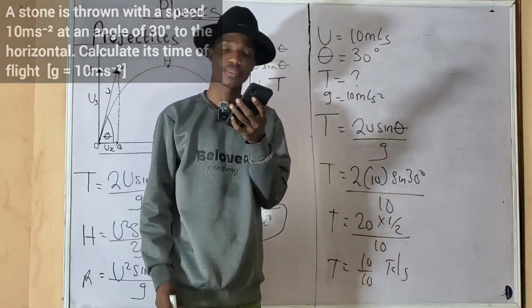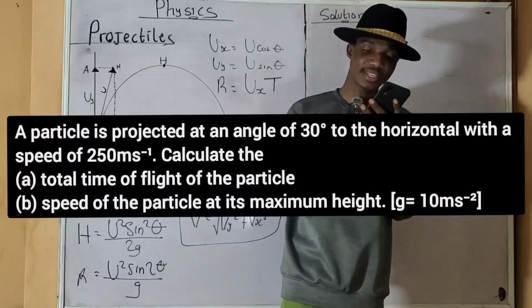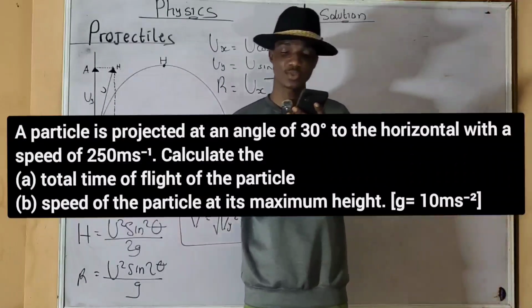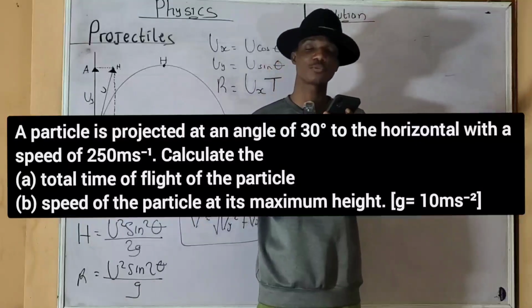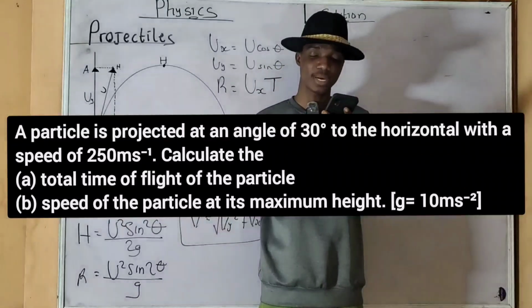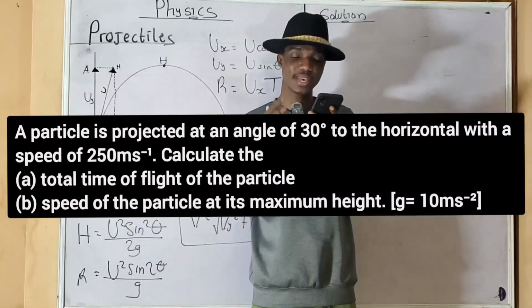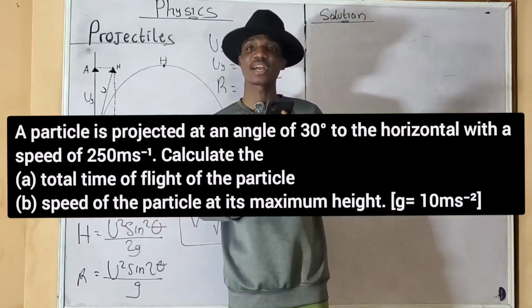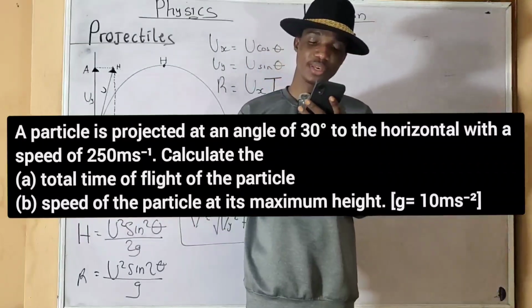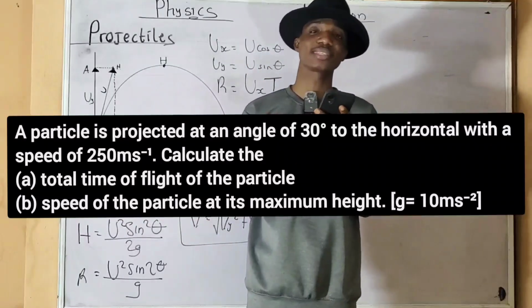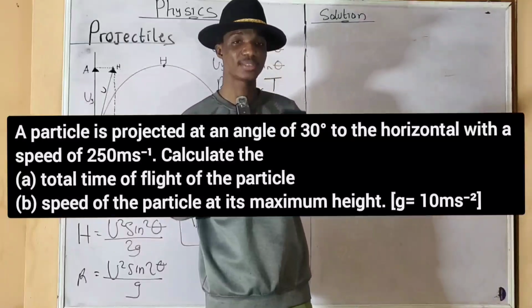Do you understand? A particle is projected at an angle of 30 degrees to the horizontal with a speed of 250 meters per second. Calculate A, the total time of flight of the particle, B, the speed of the particle at its maximum height, taking g.